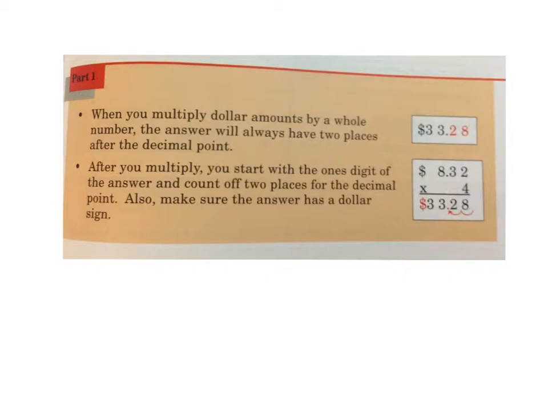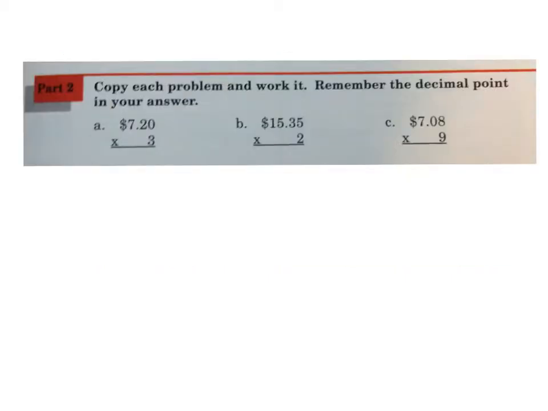So let's do part 2. We'll do problem A together. Okay, so here's part 2. So let's do A. When I'm looking here, I'm just going to remember to ignore the decimal point for right now. And I'm just going to multiply like I normally do. So I've got 0 times 3. So 0 times 3 is 0. The next one is 3 times 2, which is 6. And then the next one I have is 3 times 7, which is 21.